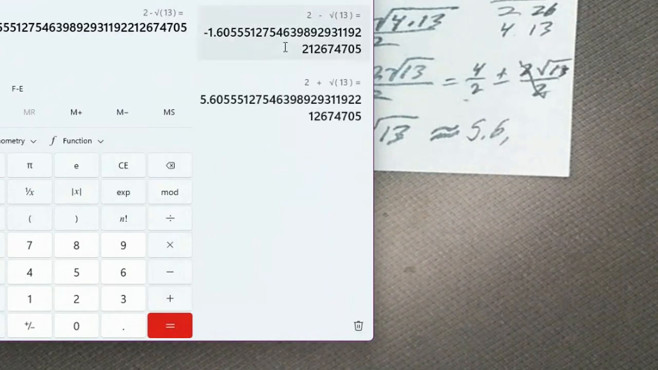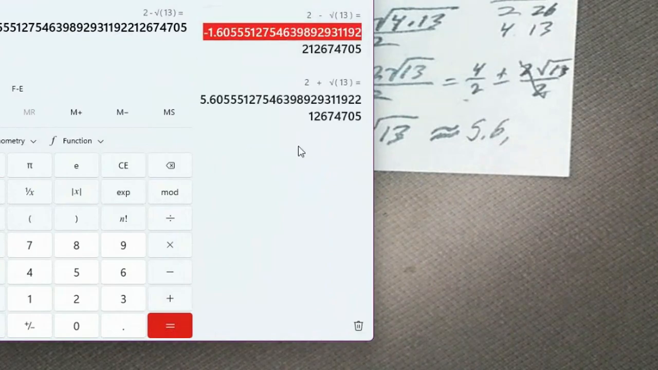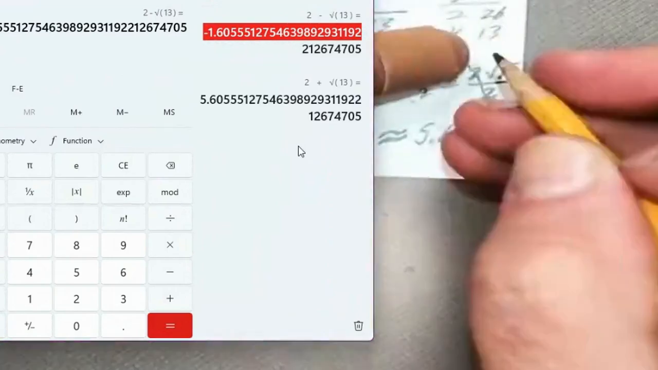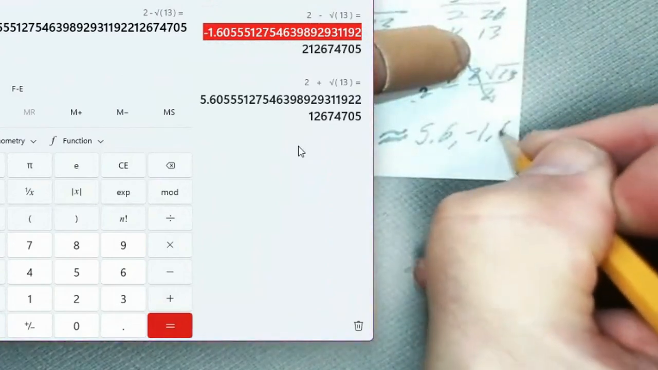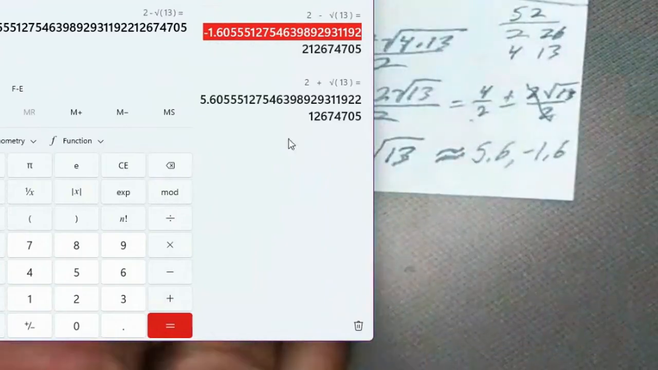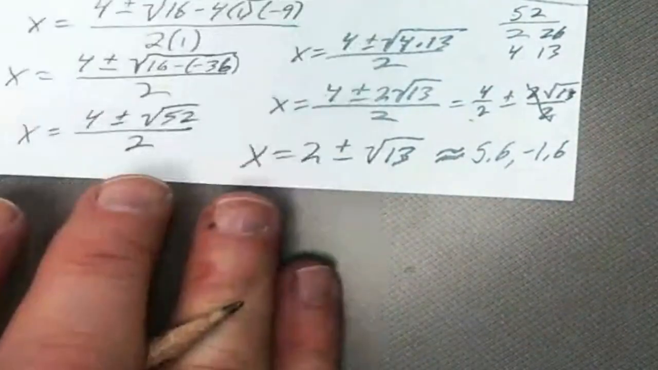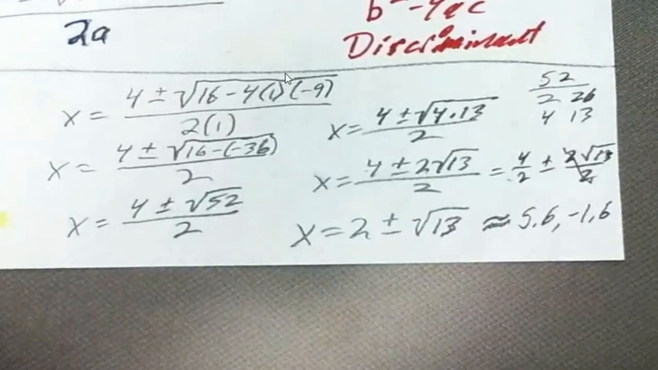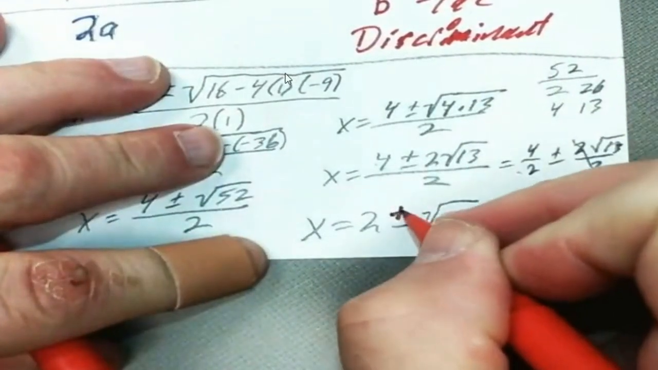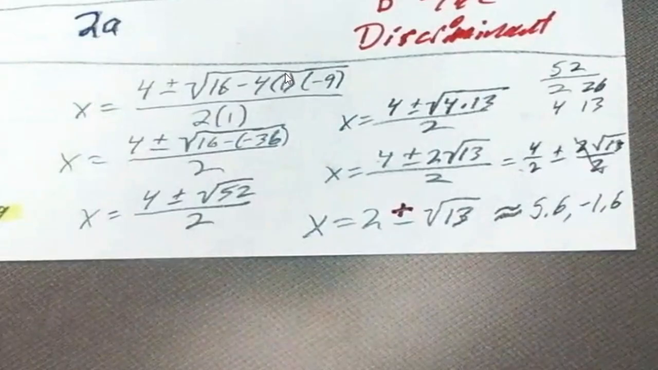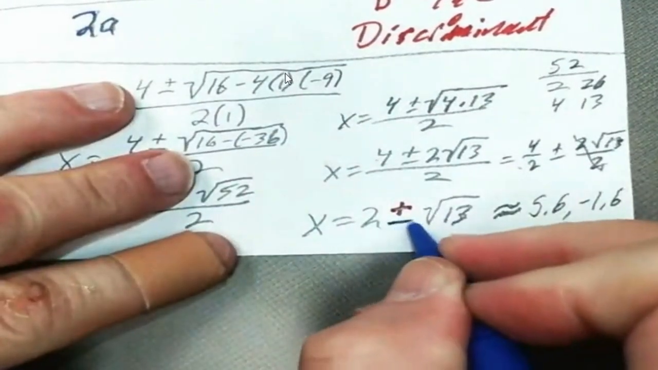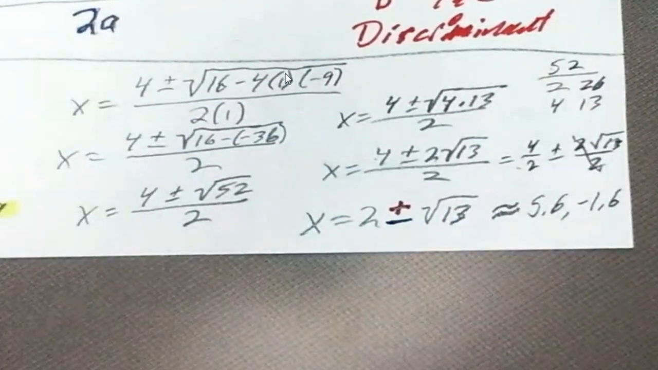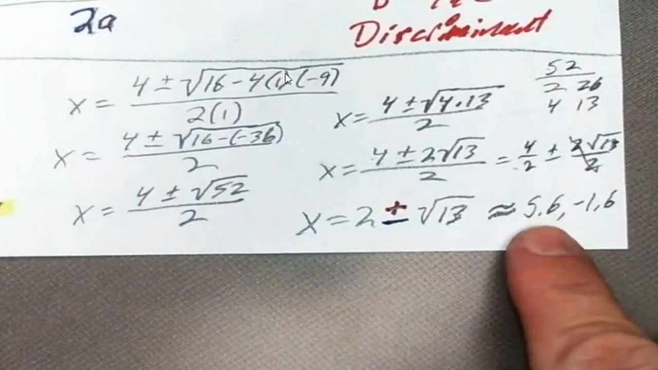What did I get? Negative 1.6 about. So let's close that down. So yeah, one solution is 2 plus the square root of 13. The other solution is 2 minus the square root of 13. And so it's about 5.6 and negative 1.6.